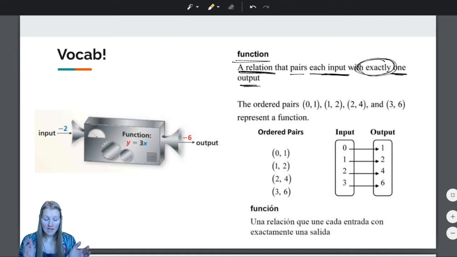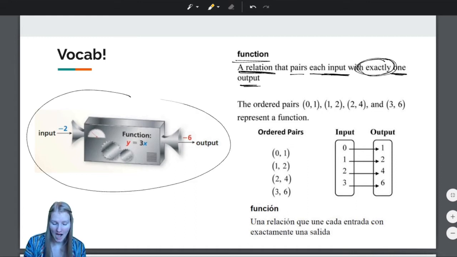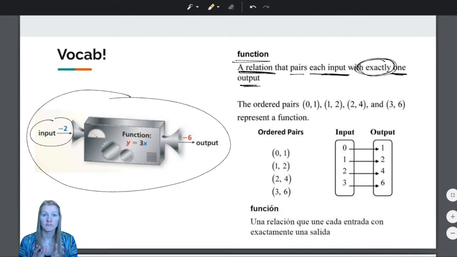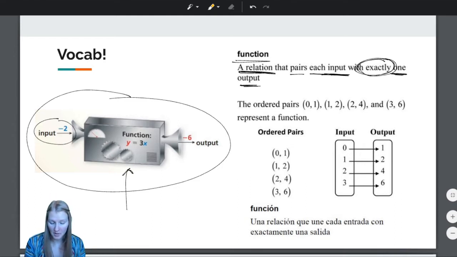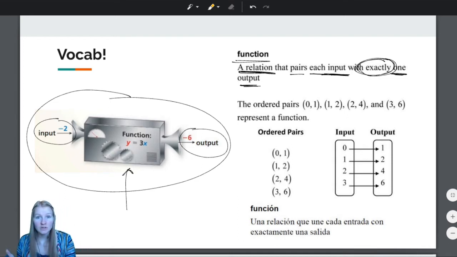So, I like to think of a function as a box. You give it an input. Now, in our case, our functions are going to be equations. Our inputs will be numbers. Our outputs will also be numbers. So you can think of a function as a box. You give it an input, some number, and it spits out an output, or some number.